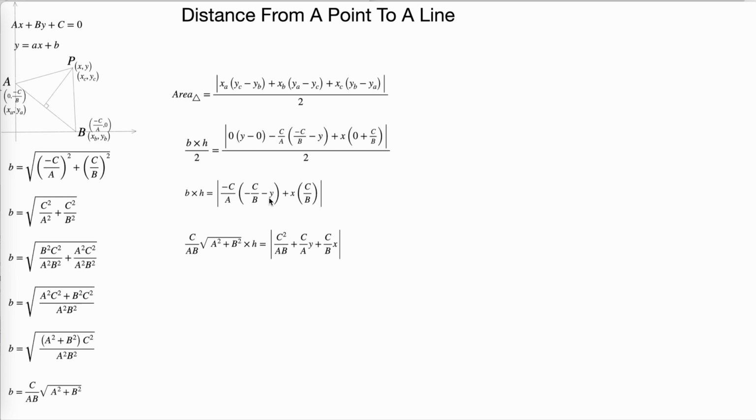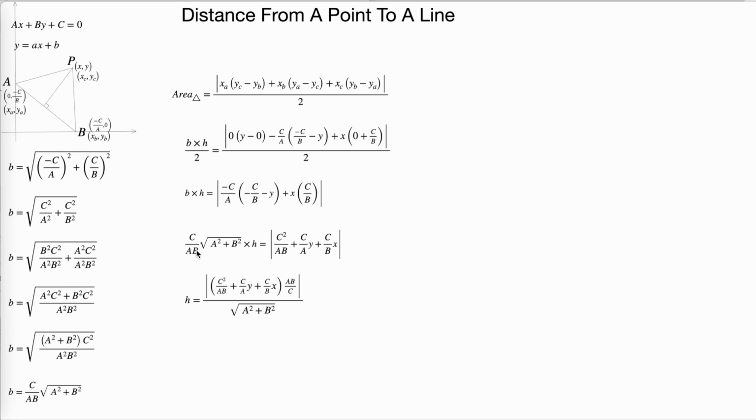The negative c over a multiplies this negative y, giving us positive c over a times y. Then the x comes in, multiplies the cb. We have cb times x. I am going to get the h alone. I'm going to divide both sides by this, divided by the square root of a squared plus b squared.